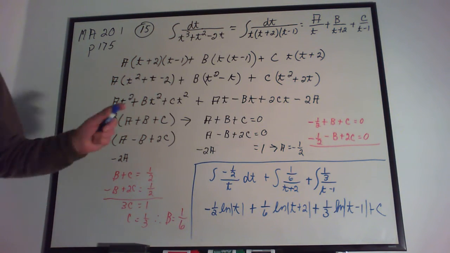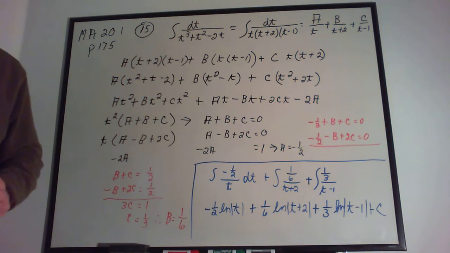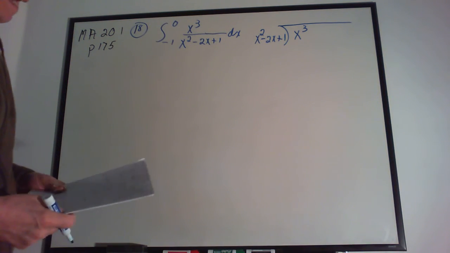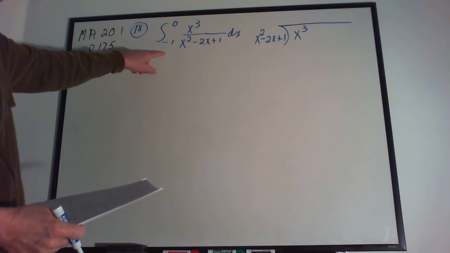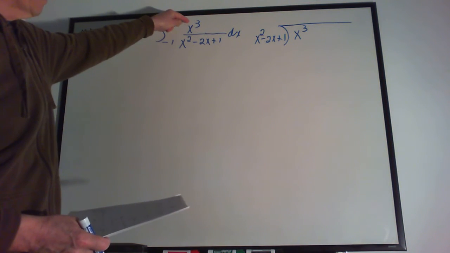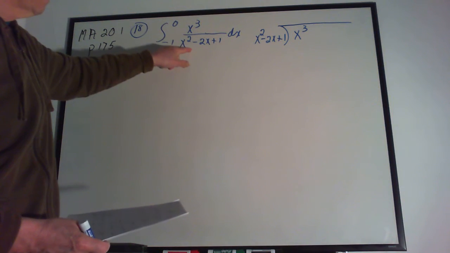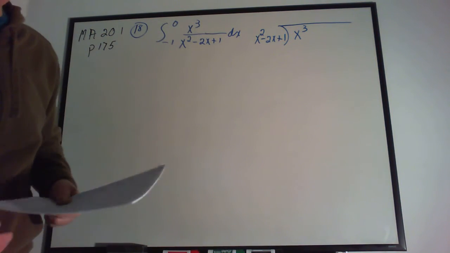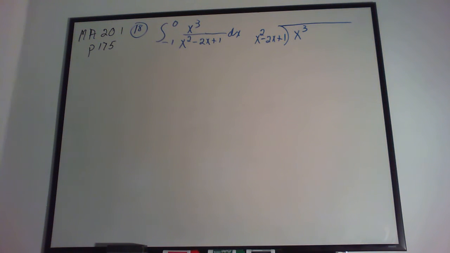If you got this one correct, congratulations, that's very good. All right, number 18, definite integral. The numerator here is larger than the denominator, so you have to divide the numerator by the denominator. Go ahead and do that, see how you do. Pause the video.